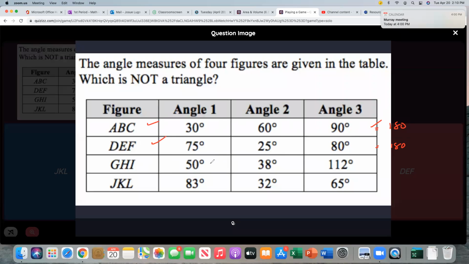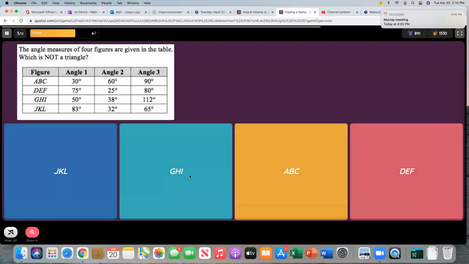Let's look at GHI. 50 plus 112, I'm going to start with that, is 162, plus 38. That's more than 180. So it looks to me like GHI is not a triangle. And let's look at this next one. 83 plus 32 will be 115, plus 65 is 180. So ladies and gentlemen, the only one that is not a triangle is GHI. So I'm going to pick GHI.